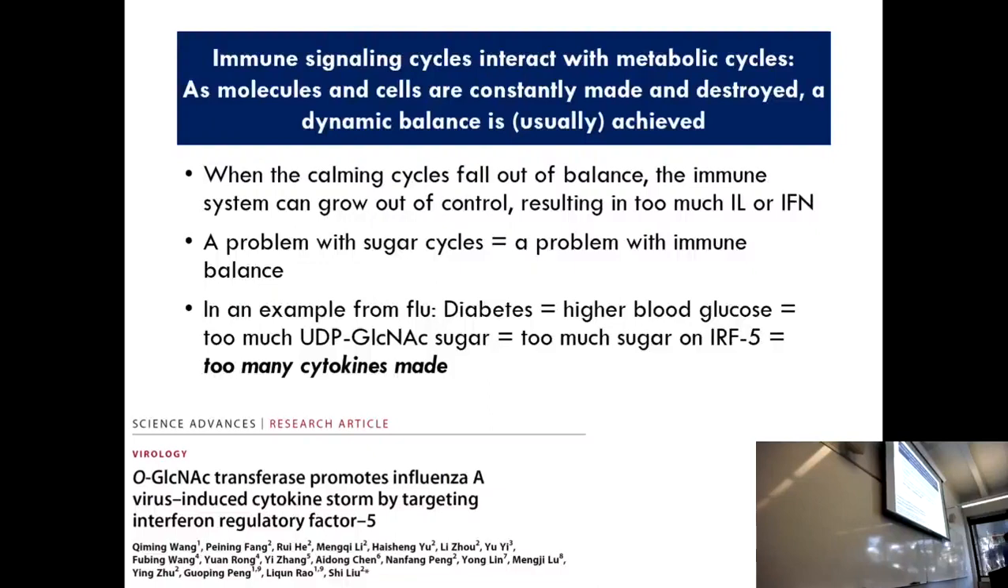So the main thing I want to close out this part with is that you have metabolic cycles that are connected to the immune signaling cycles. And that's why it's important to have Biochem 2 in the background. You don't need to remember specific things, but hopefully you remember the whole concept of the metabolic cycle. Your sugar cycles, if they have a problem, you can have a problem with your immune balance. And that's why you have complications from things like diabetes that have so many surprising results.